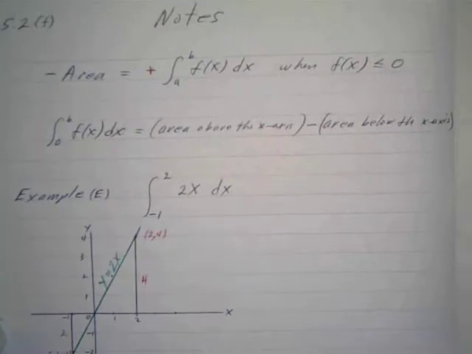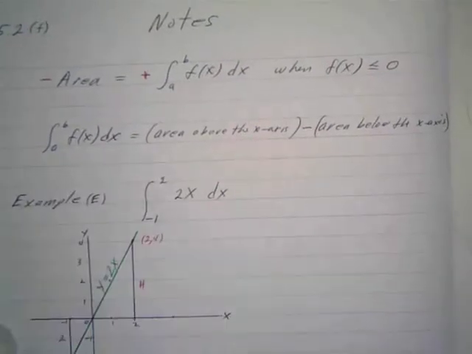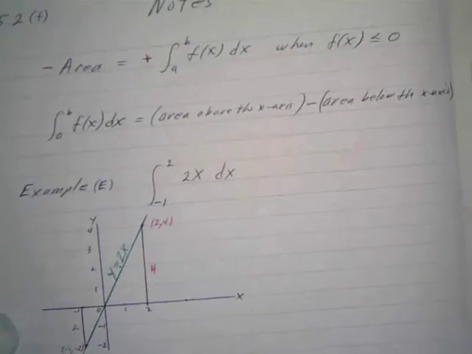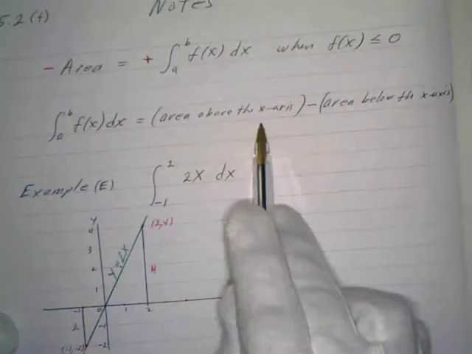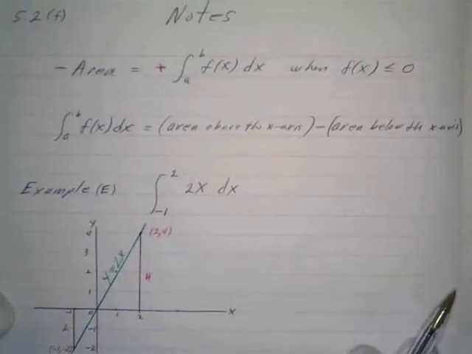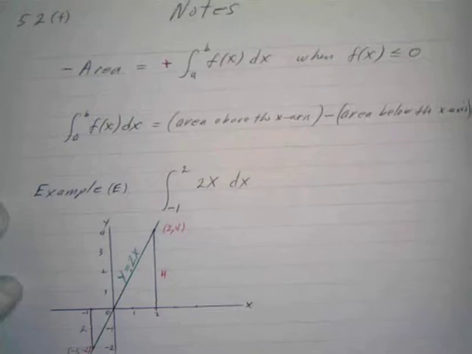Okay. And then if we want to find the value of the integral over an interval where it's both positive and negative, then the value of the integral will be the area above the x-axis minus the area below the x-axis. And that's the main idea. Okay? So let's take a look at this, and we can kind of put this to use over here.